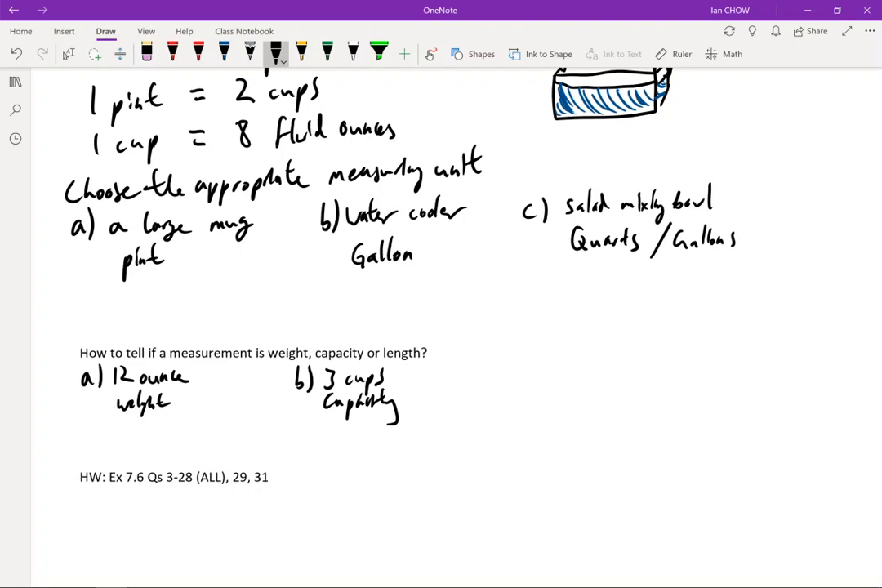And so anything with ounce or pound, lb, or ton, that will be weight. Anything with fluid ounce, FL OZ, anything with cups, anything with quarts, QT, or anything with gallons, GAL, they will all be capacity. And then C, for length, it's going to be like 5 inches, and then they also have feet, yards, or miles. Those will all be length. So it should be quite straightforward.